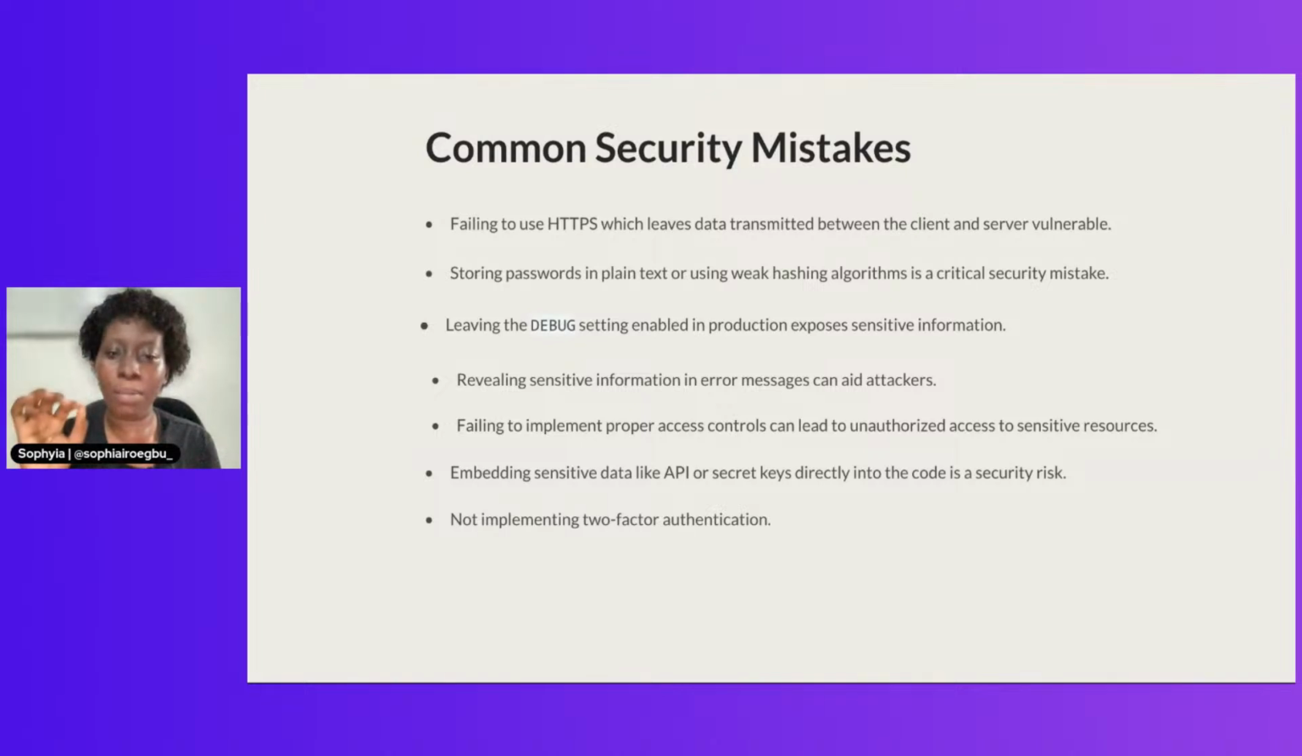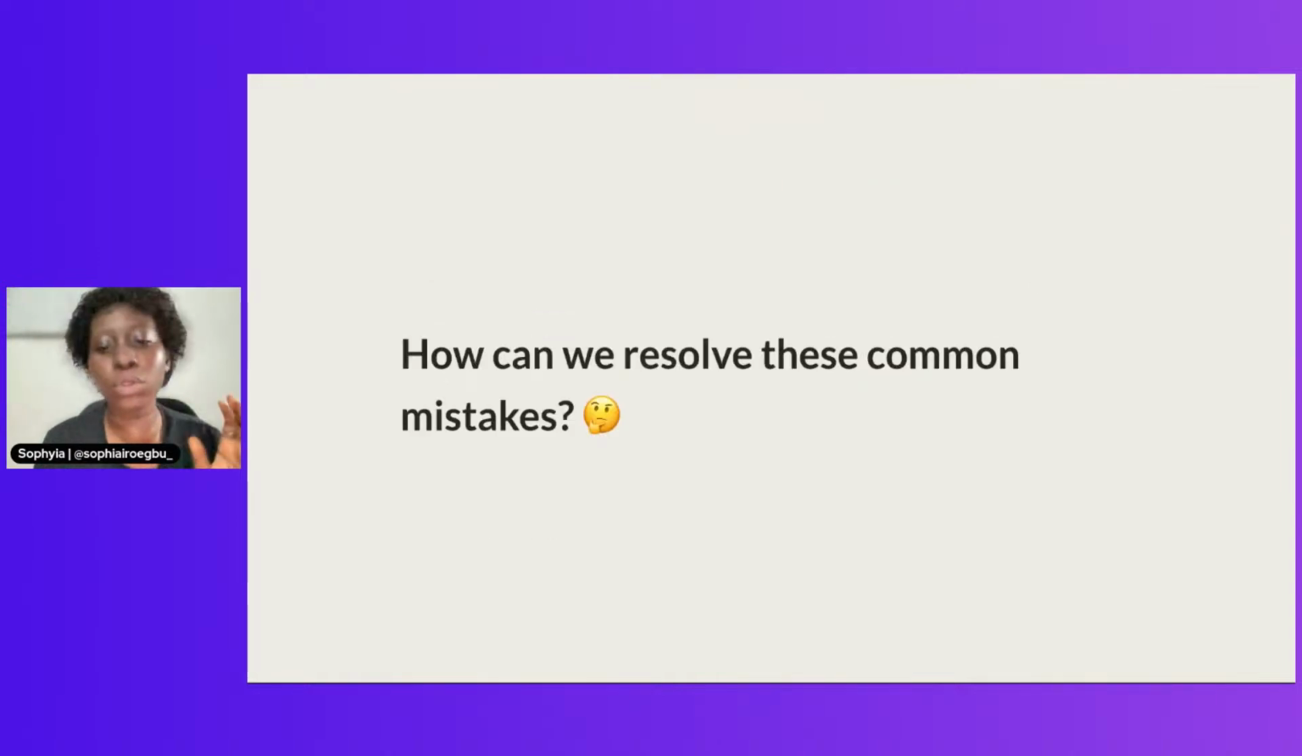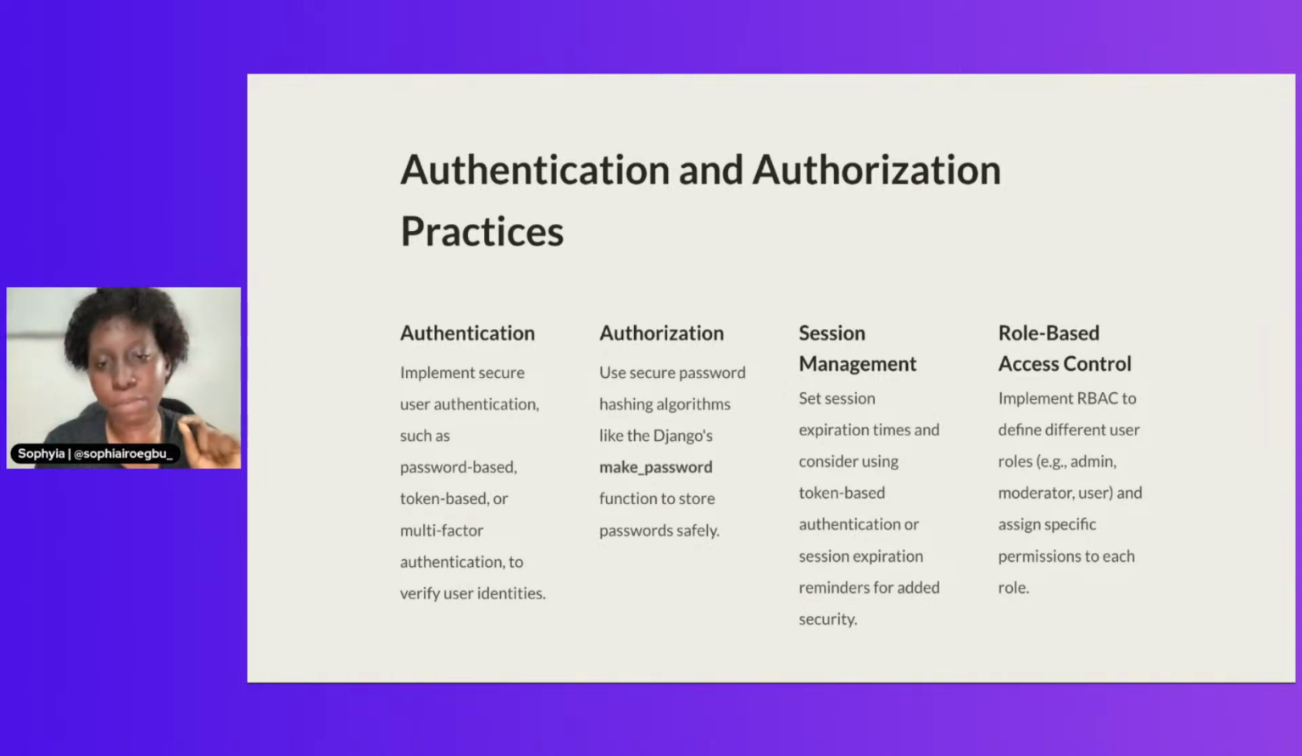Another one is not implementing two-factor authentication. Even if you have a secure authentication process, having an extra layer of authentication makes it more secure and makes your users feel happy using your project or your application or your software. So how can we resolve these common mistakes? Let's talk about best practices on how we can resolve authentication and authorization security.